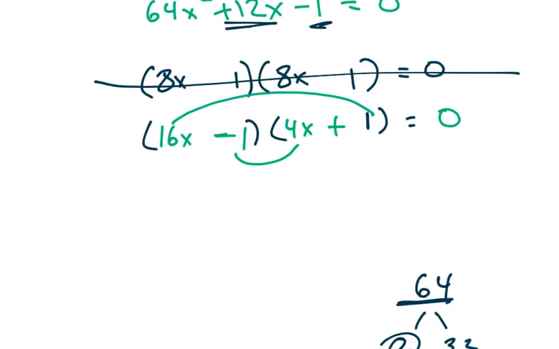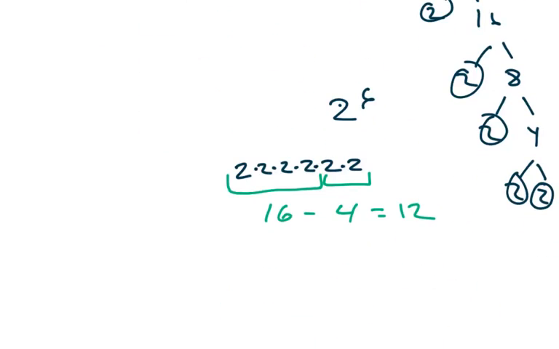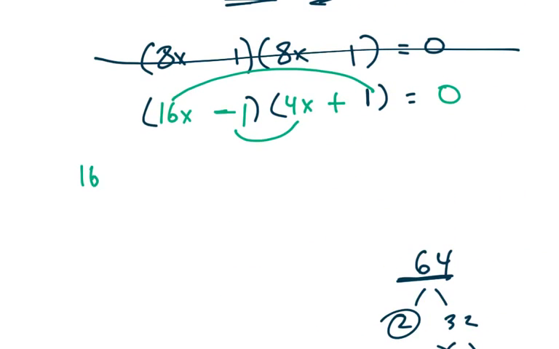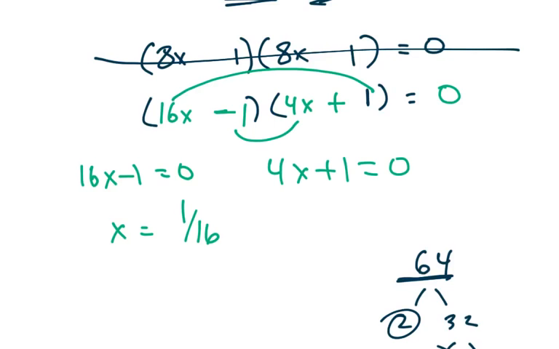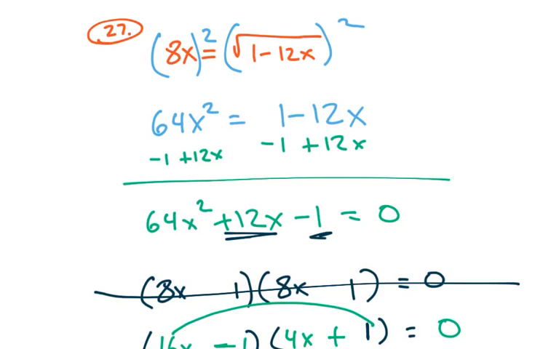So you're just picking numbers. What times what gives me 64? I like to do this because it's a visual aid to help me see what the combinations are, because it has to be some combination of the prime factors. Okay, now that I have that, I have 16x minus 1 equals 0, 4x plus 1 equals 0, and then I solve. So x is going to equal 1 over 16, and x equals negative 1 over 4. Last thing I do is I check to make sure that it works.